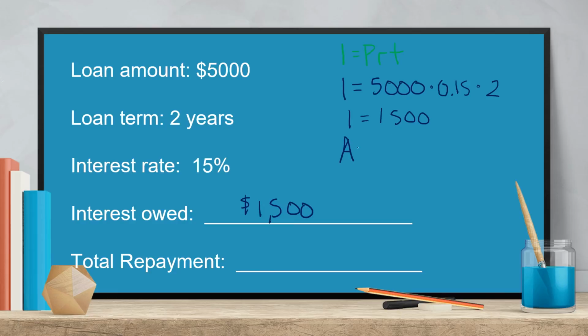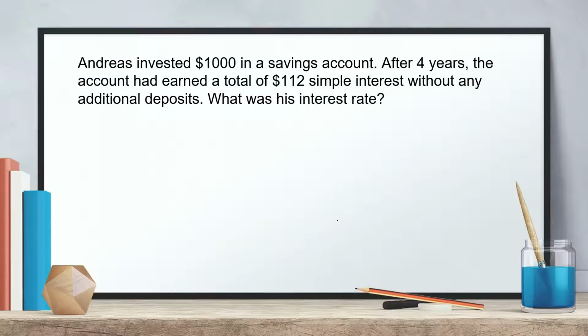What's the total repayment? The total, or A, the amount, is interest plus principal. You're going to see that again. So A equals the interest, 1,500, plus the principal, which is 5,000. And the total is $6,500. Quite an expensive loan. So let's do some word problems, see how this works out.